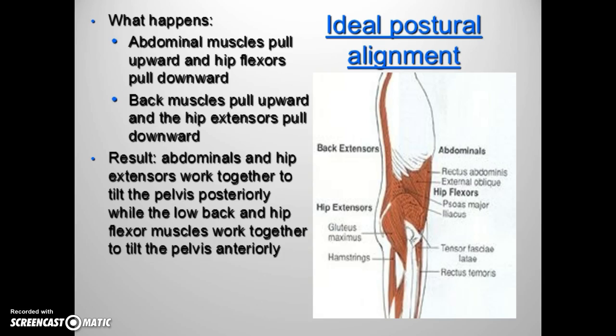In ideal postural alignment, we're going to talk about the muscles around the spine. The abdominal muscles pull upward and the hip flexors pull downward. The back muscles pull upward and the hip extensor muscles pull downward. So the result is that the abdominals and the hip extensors work together to tilt the pelvis posteriorly, while the low back and the hip flexors work together to tilt the pelvis anteriorly.